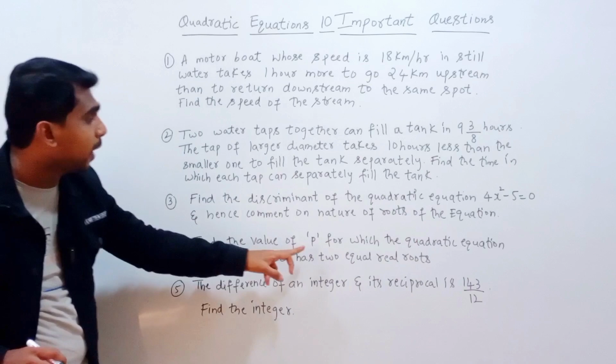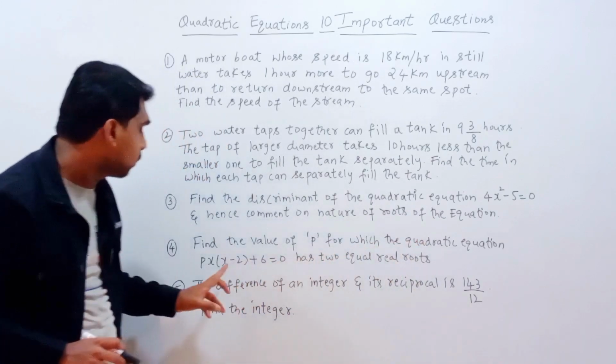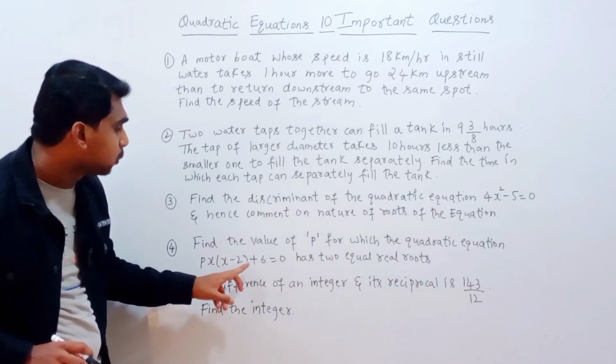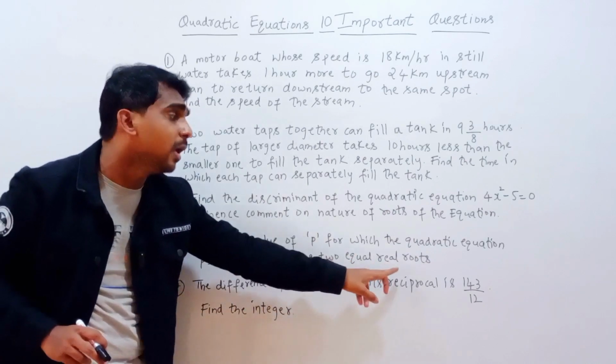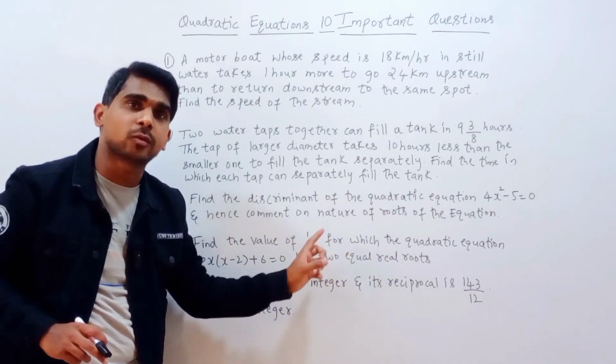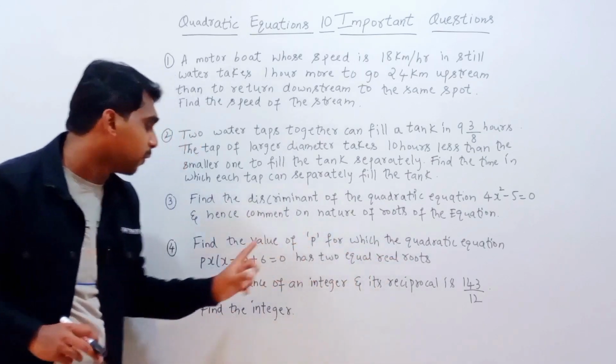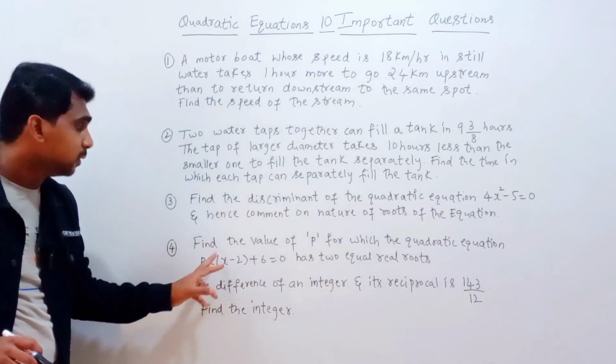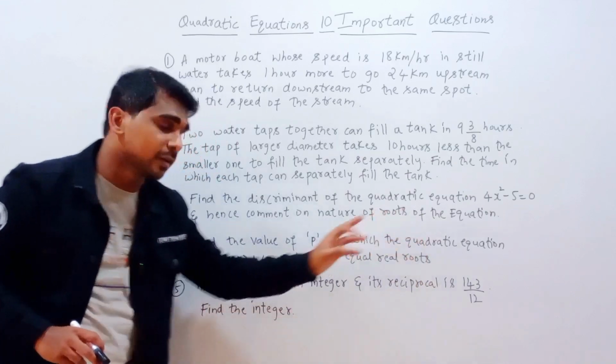Fourth question, find the value of p for which the quadratic equation px into x minus 2 plus 6 equal to 0 has 2 equal real roots. Real roots means we should take b square minus 4ac equal to 0. If you take that, you can find the value of p. This question is asked for 3 marks.